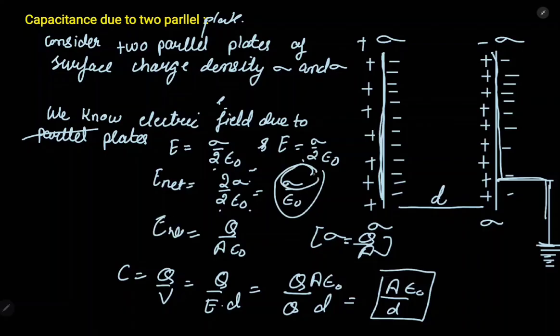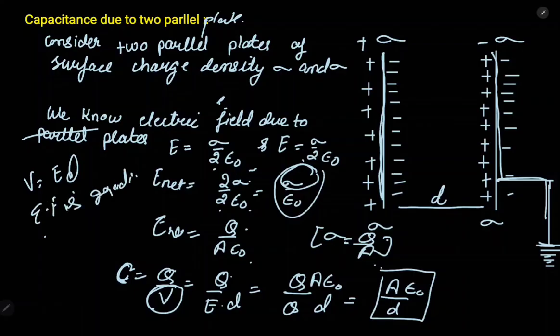I know that sigma is the surface charge density, and sigma will be equal to Q upon A, that is charge upon area. I'll put Q upon A epsilon naught. Now the capacitance, we know that this is Q upon V from the definition of capacitance. Q I will put here, and we know that V is equal to E D, because the electric field is a gradient of potential, right? So I'll put E into D.